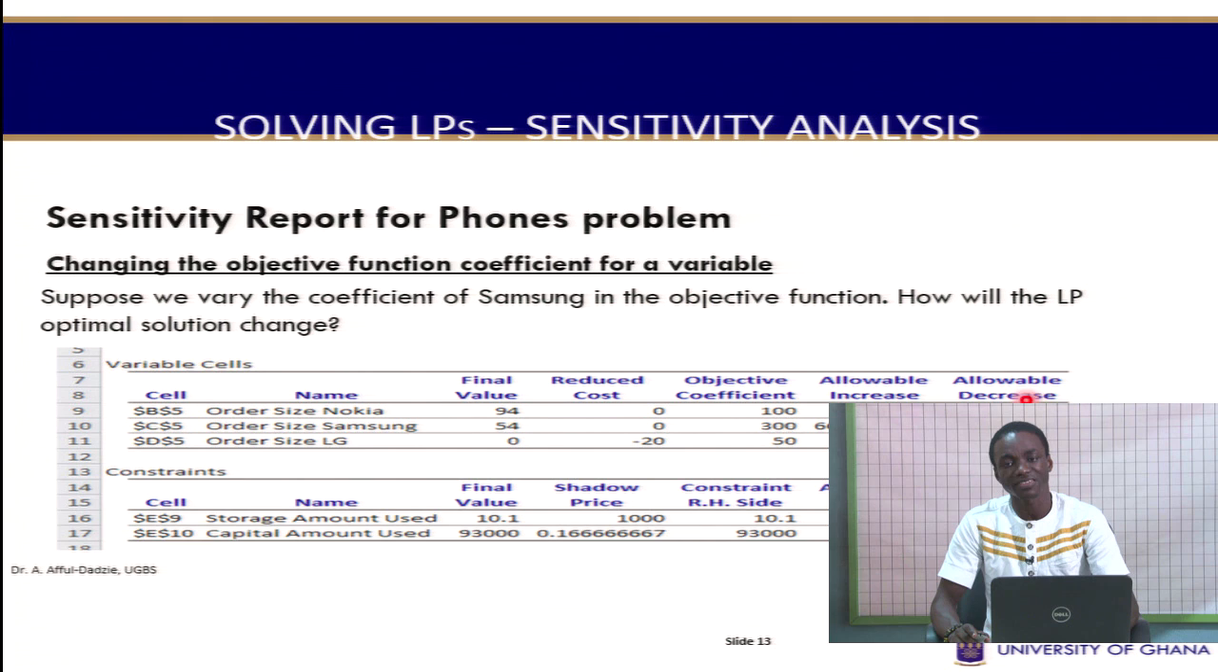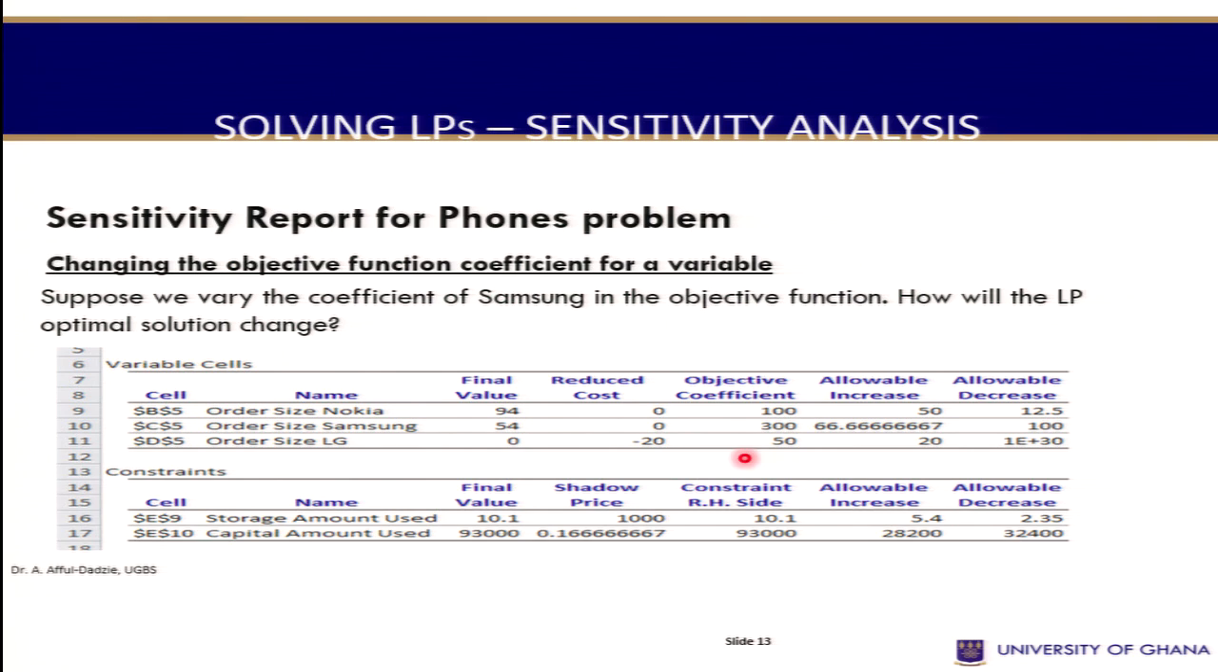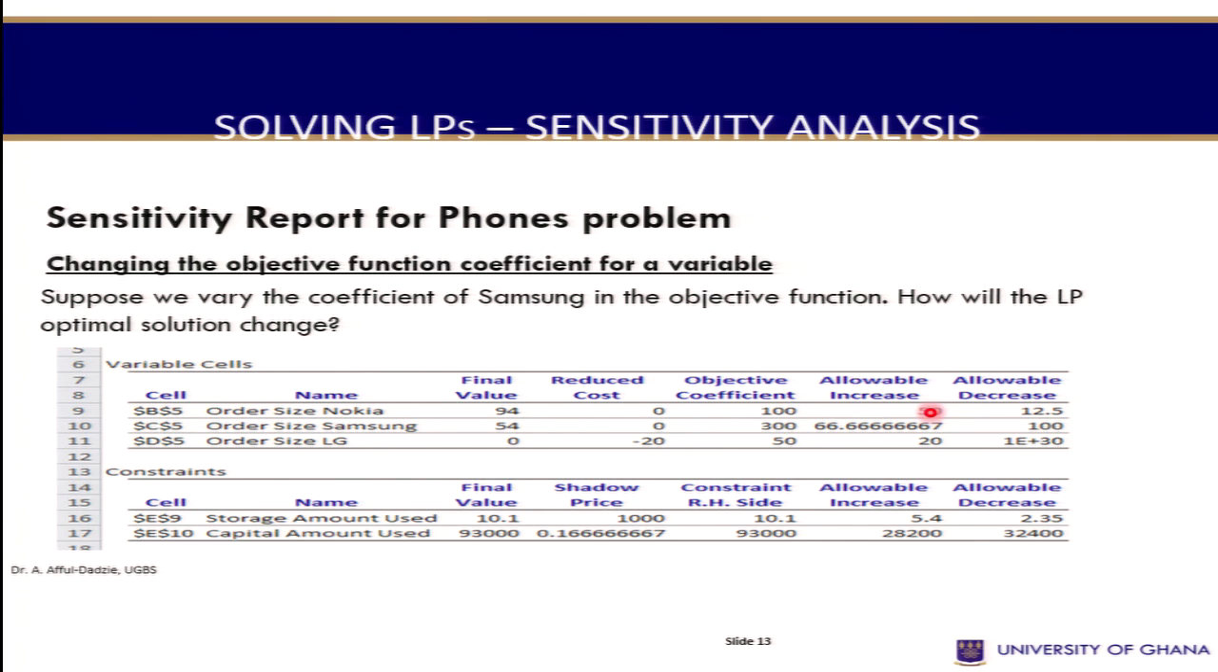Similarly, it has an allowable decrease of 12.5, which tells you that we can decrease it from 100 by 12.5, down to 87.5 cedis, and still the solution will not change. So a question can be posed to you: what will happen to your optimal solution if the profit for phones is increased to, say, 130 cedis? If the profit is increased to 130 cedis, it means it has increased by 30 cedis, which is still within the allowable increase. And since it is within the allowable increase, our final value will not change.